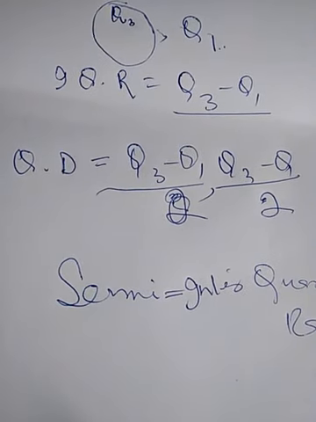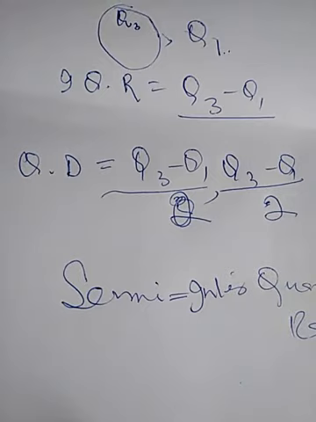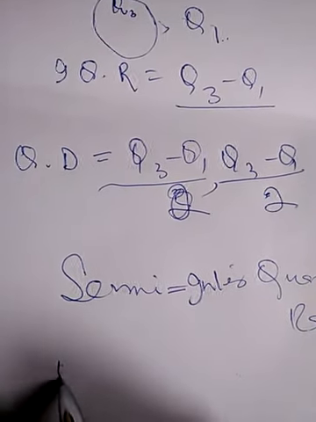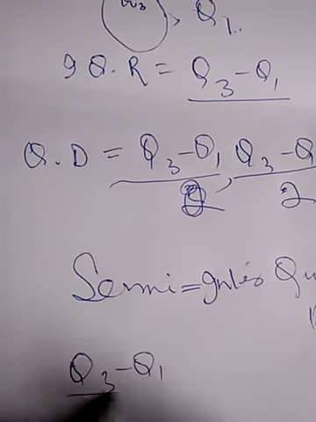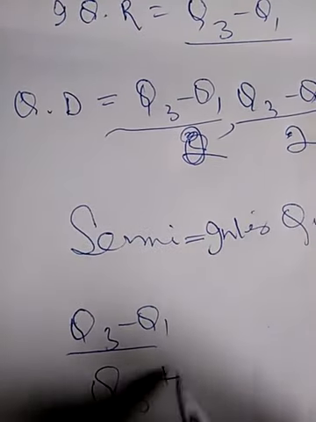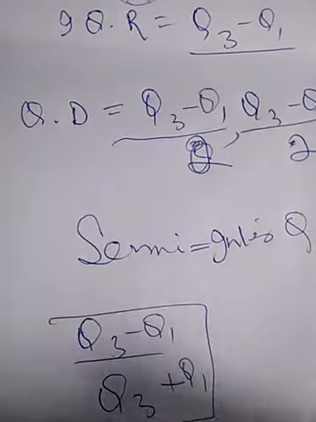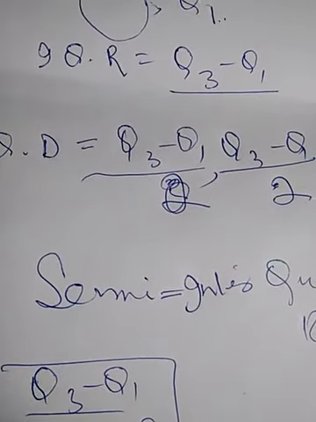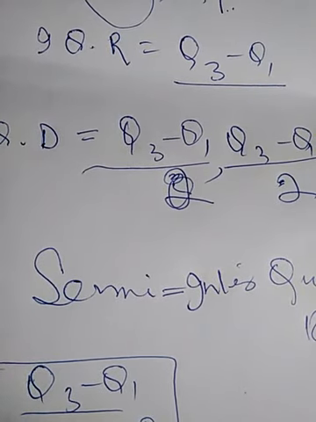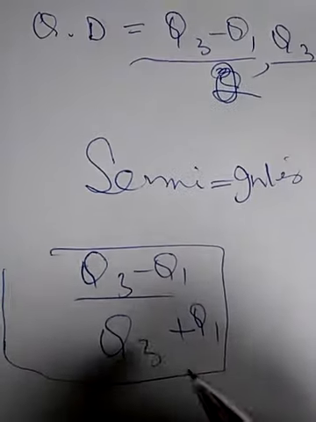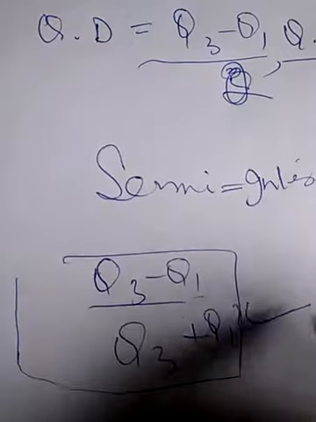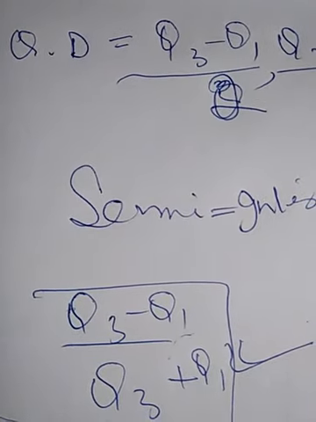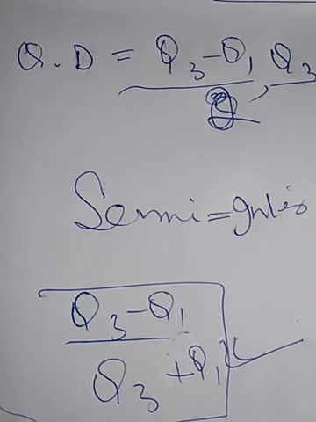Then we have the coefficient of this quartile deviation. Like coefficient of range, it's calculated as Q3 minus Q1 divided by Q3 plus Q1. Basically, Q3 minus Q1 divided by 2 is divided by Q3 plus Q1 by 2. And finally, you get the expression like this. And it's on the basis of this expression that we calculate or measure the quartile deviation.